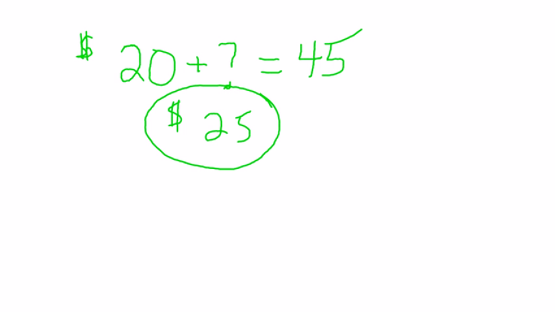Now, if we were to write this as an actual algebraic equation, we would write 20 plus, instead of a question mark, we would use a variable, right? This x would stand for the amount of money that still needs to be saved. 20 plus x equals $45. Now, in order to solve algebraic equations, we have to isolate the variable or the letter in the equation. To isolate the variable simply means to get the variable by itself on one side of the equation.